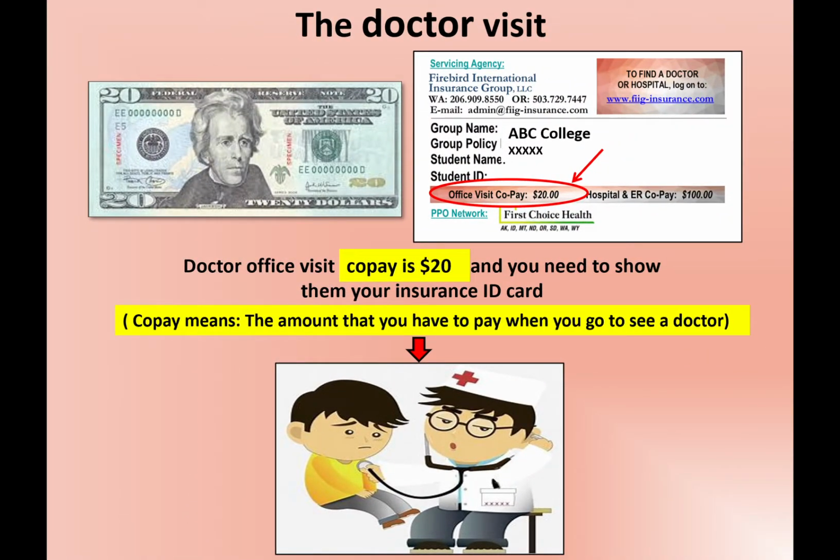On your card, you will see an orange bar that indicates an office visit copay of $20. You will need to pay this amount each time you visit the doctor or if you go to an urgent care clinic. This is the portion of the total charges that you are responsible for.